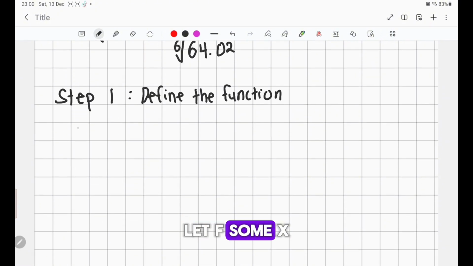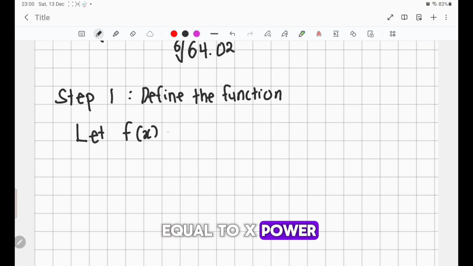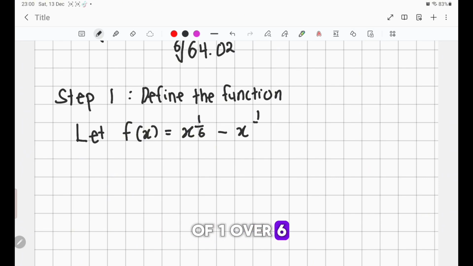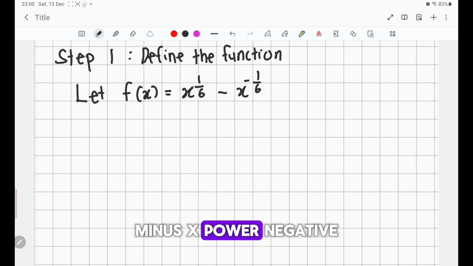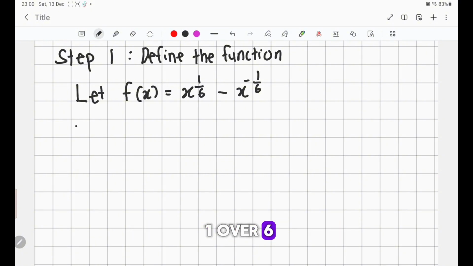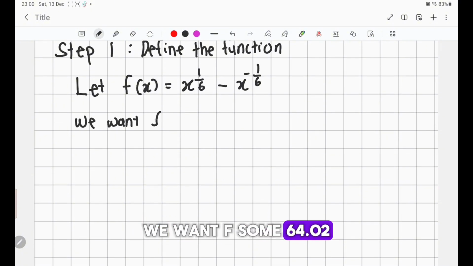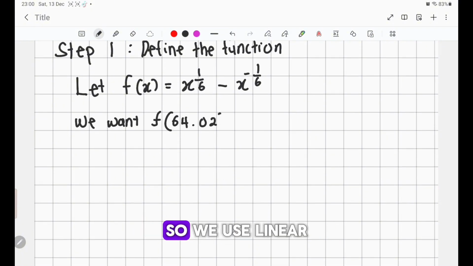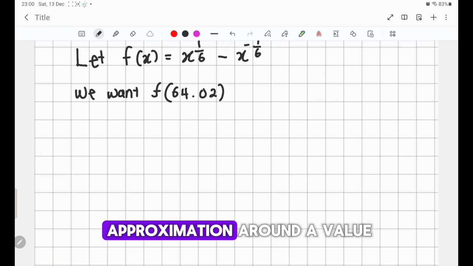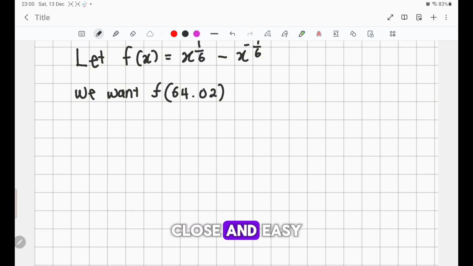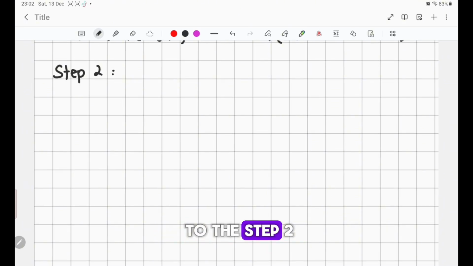Let f of x equal x to the power of 1 over 6 minus x to the power of negative 1 over 6. We want f of 64.02. So we use linear approximation around a value close and easy. It is x equal to 64, because 64 equals 2 to the power of 6. And then we move to step 2.